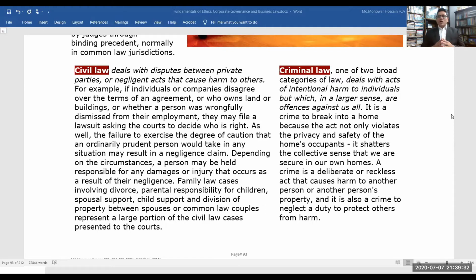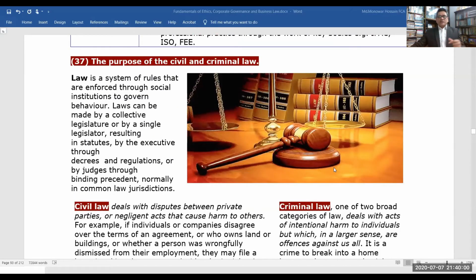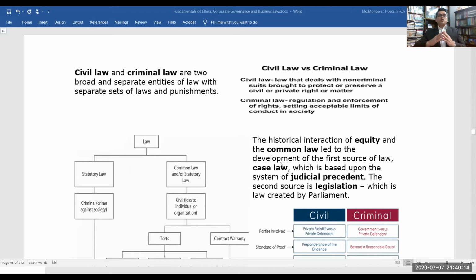And criminal law, one of the two categories of law, deals with acts of internal harm to individuals, but which in a larger sense are offenses against us all. So the parts of law are civil law and criminal law. They are two broad, separate entities of law with separate sets of laws and punishments.